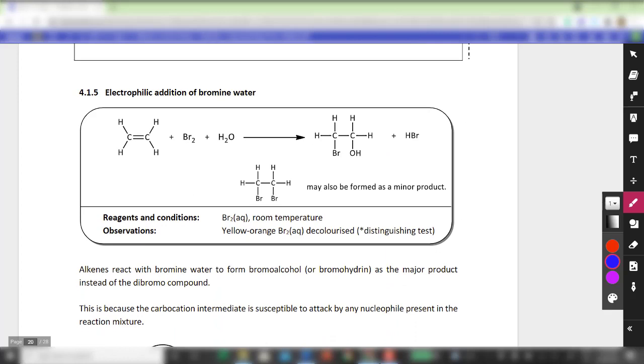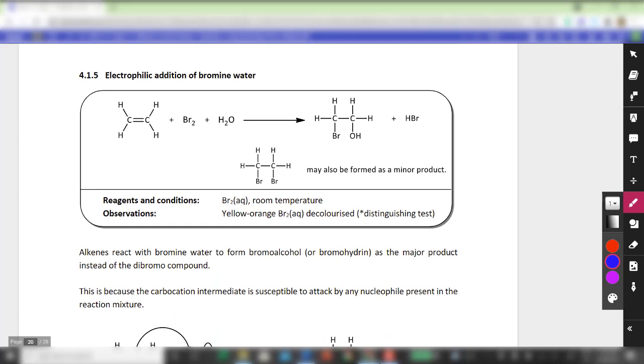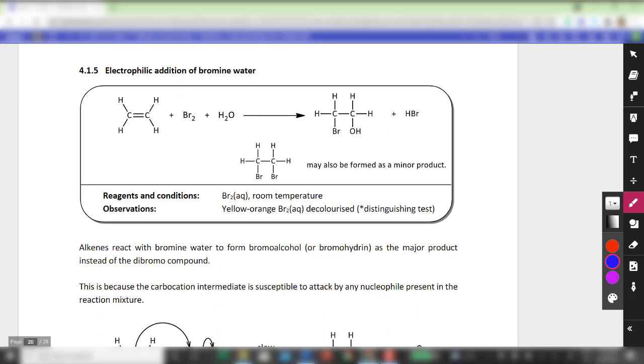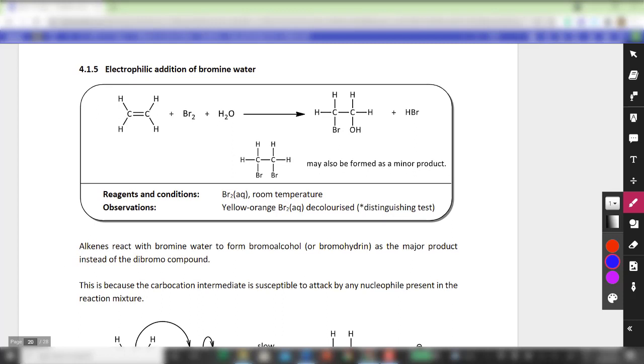The next thing I'm going to discuss is electrophilic addition of bromine water. So in this case, what exactly is bromine water?